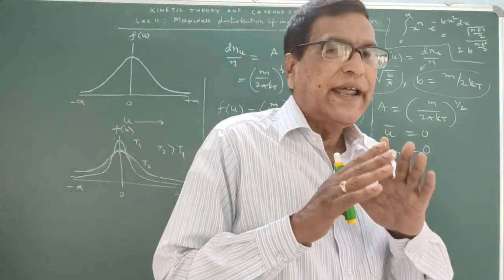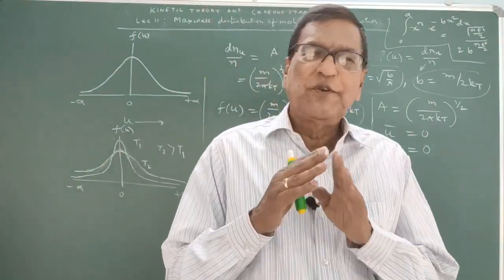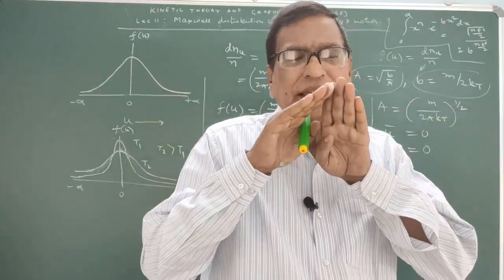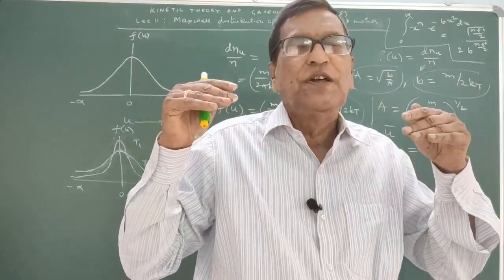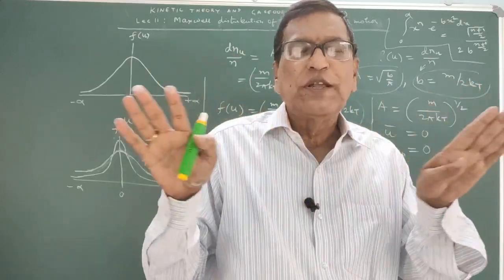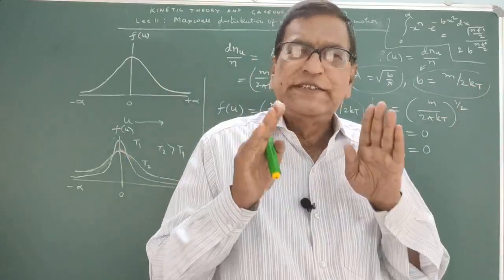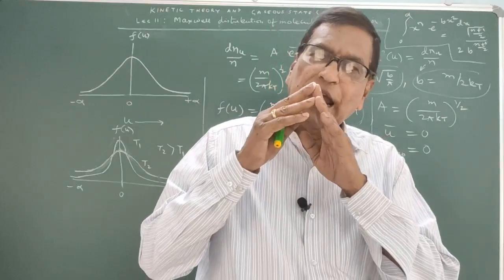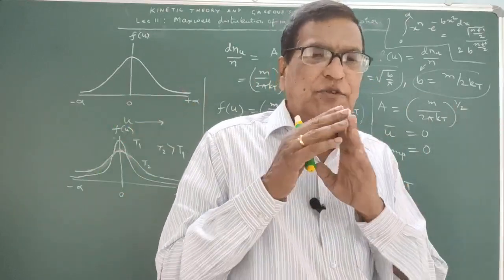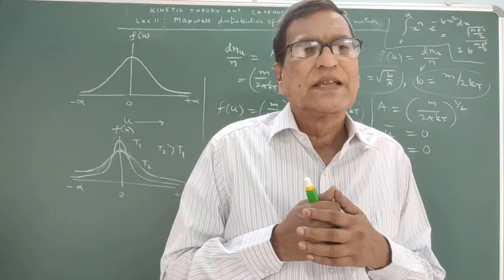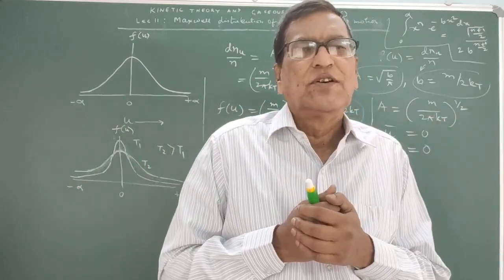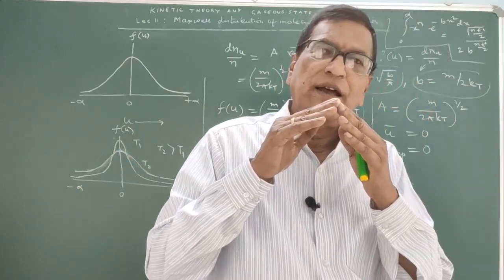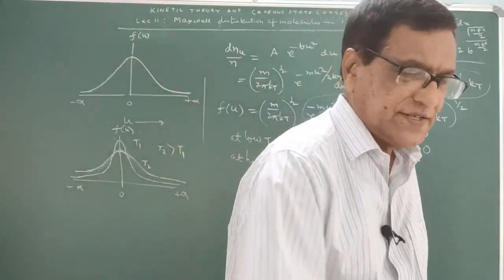Now I would like to come to a very interesting feature. Whenever all the molecules are moving in one direction, means 0 to plus infinity, and no molecule will move 0 to minus infinity, then what will be happening? What will happen about the distribution curve and the average value of this x component velocity in the 0 to plus infinity direction?